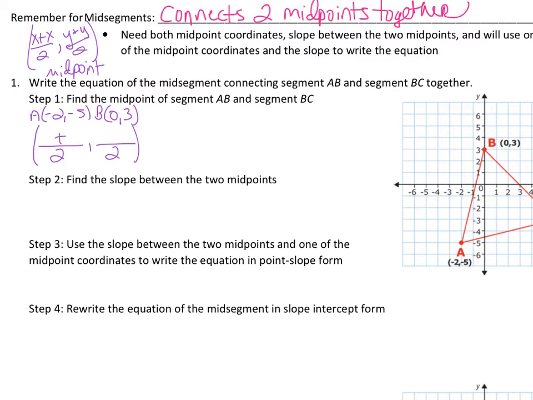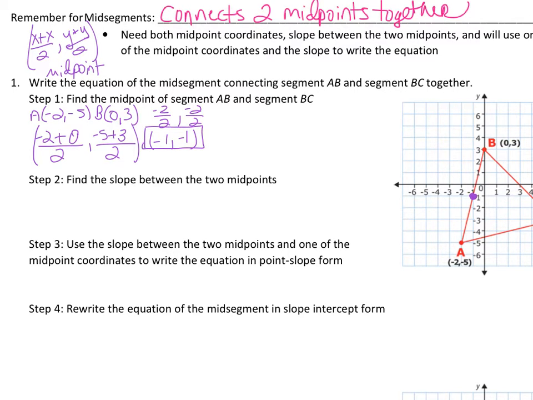Remember, your midpoint formula is right up here, so we have x plus x divided by 2 and y plus y divided by 2. We are going to first find the midpoint of AB, so I wrote my two coordinates, and now we need to add our x's together and add the y's together. So our x's are -2 and 0, the y's are -5 and 3. So -2 plus 0 is -2, and then it's still over the 2. -5 plus 3 is -2, and then it's still over the 2. So when we reduce that, it becomes -1 and -1.